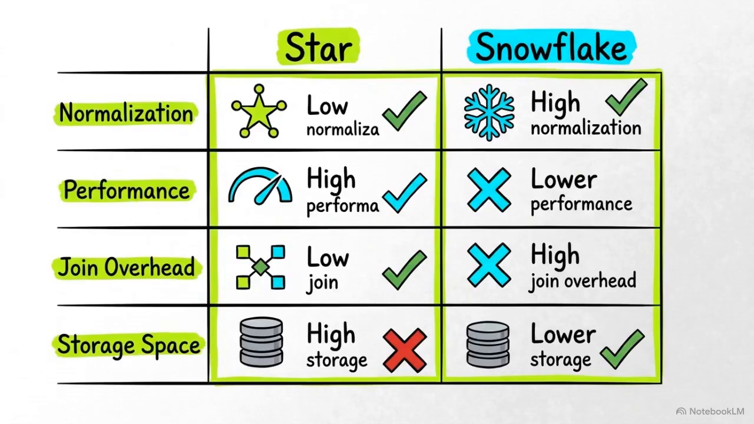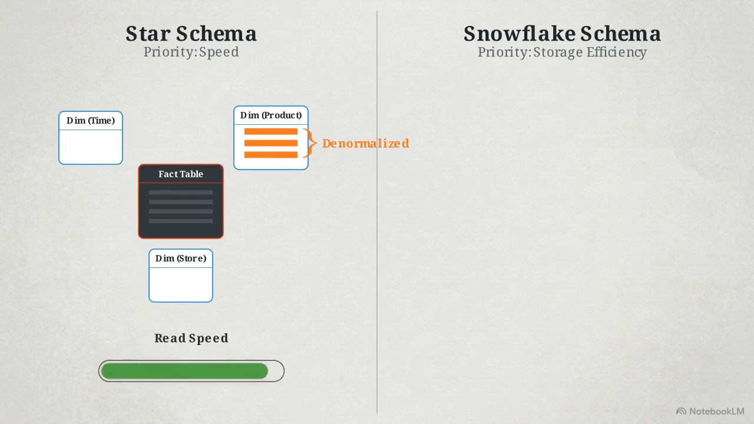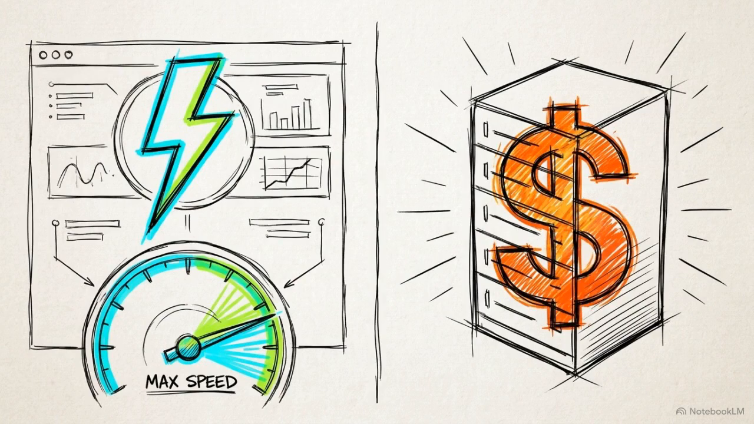When evaluating these two schemas, we have to look at the specific trade-offs involved. On normalization, the star schema is denormalized. It intentionally preserves repeating strings. On performance, the star schema has minimal join overhead, leading to the fastest possible read speeds. Conversely, the snowflake schema is strictly normalized to third normal form. This results in high join overhead and significantly slower read performance. The choice between them depends entirely on whether the priority is the executive's dashboard speed or the cloud storage budget.